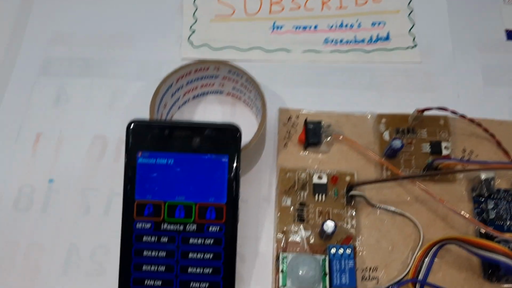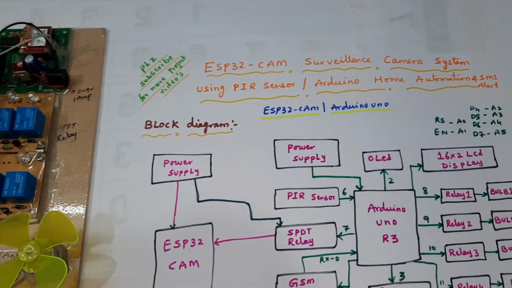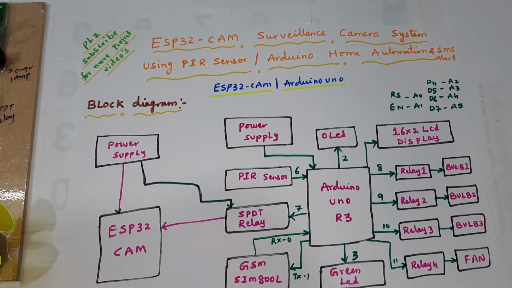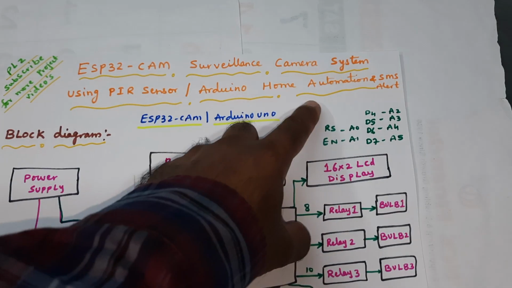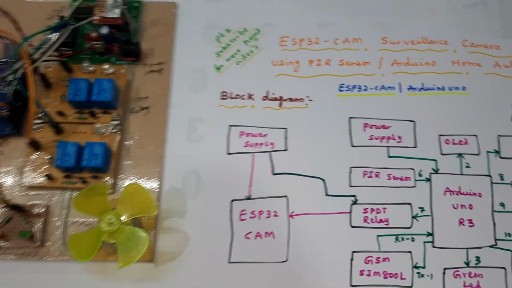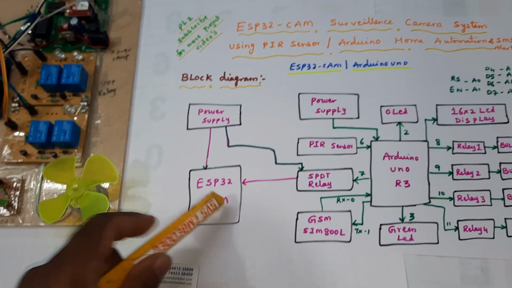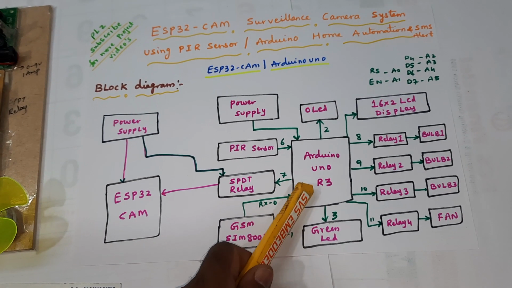The project title is ESP32-CAM surveillance camera system using PIR sensor, Arduino, home automation and SMS alert. In this project we are using an ESP32 camera for surveillance and an Arduino Uno R3 for home automation as well as surveillance controlling.